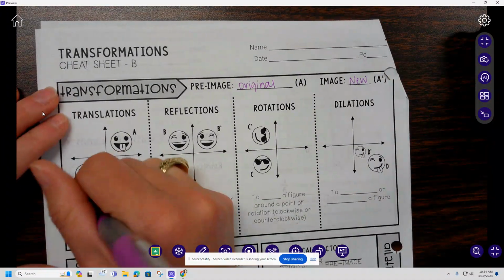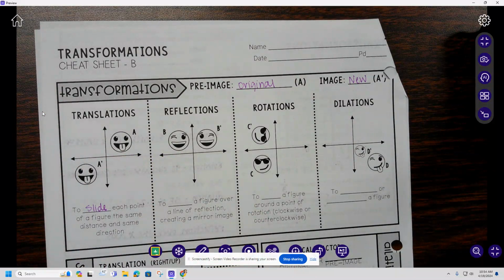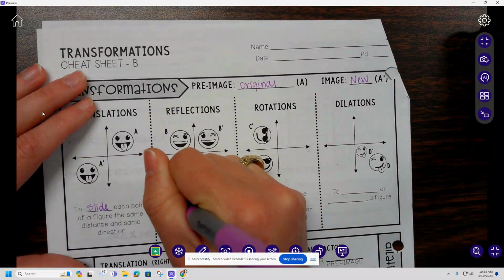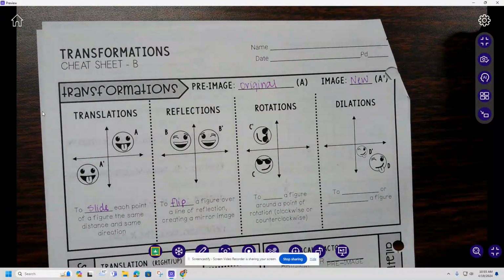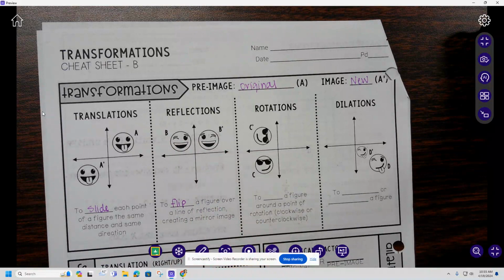So to slide each point of a figure the same distance and the same direction. So we notice that it's not turned in any way, and every point moves in the same direction, the same number of units. Then I have reflections. So a reflection is to flip a figure over a line of reflection, creating a mirror image. So if we see here, we start with B, we flip it over to B prime.